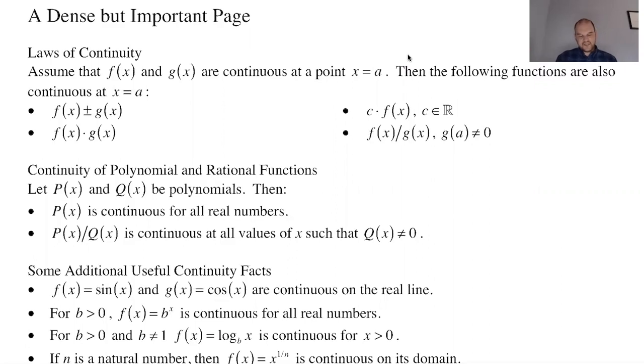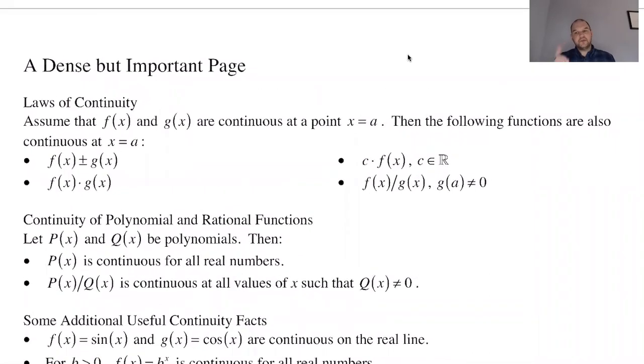Page 263, it says it right at the top. This is a dense but important page. There's actually only two problems to do on this entire page, but everything that you see here is going to stay with you forever. You're going to have to know this stuff, reference it, use it, think about it. So the first thing, laws of continuity.